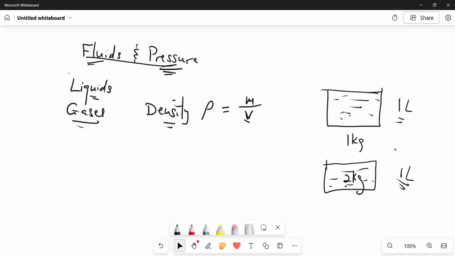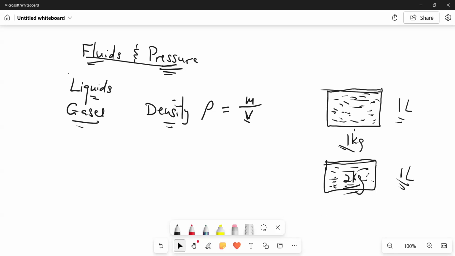Anybody? Repeat: you have 2 containers of 1 liter each. You put one substance in here, some fluid, and it weighs 1 kilogram. Then in the other 1 liter container, you throw in another fluid, but now it has 2 kilograms in mass.